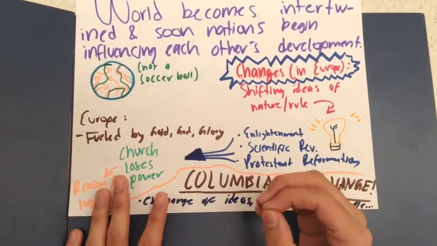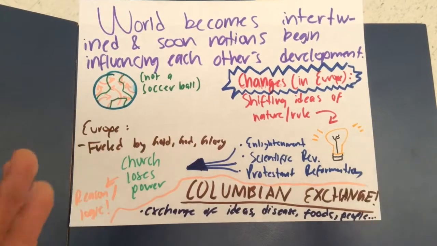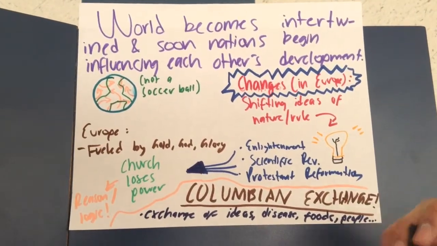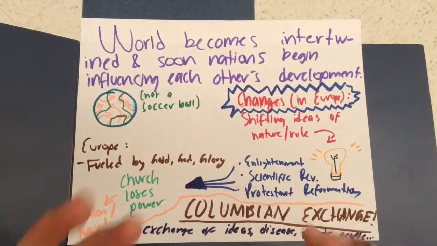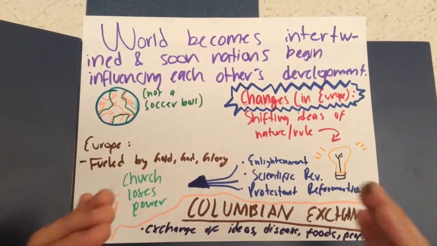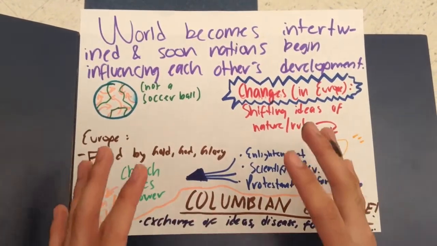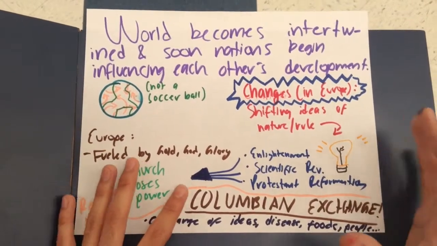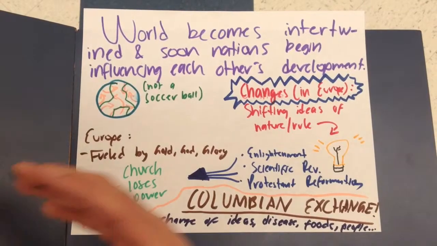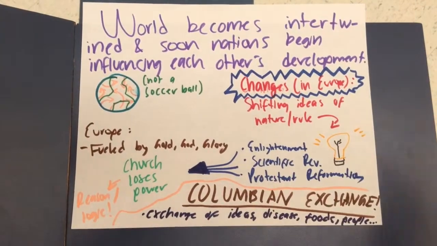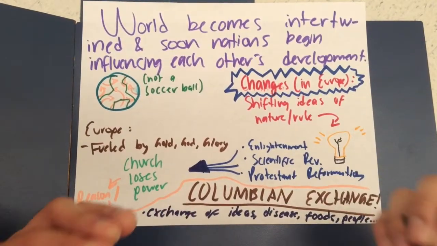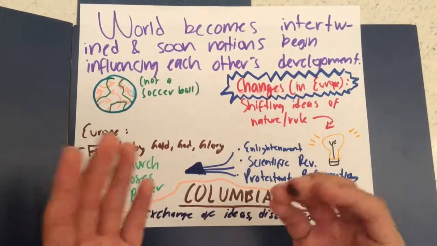And at last, you have the most important thing in this time period, the Columbian Exchange. It was an exchange of ideas, disease, people and foods, and most importantly, people. It was an exchange of things from all over the world. So things that weren't in Europe ended up being in Europe. Things that weren't in America ended up being in America. And ultimately, it shaped our world how it is today.